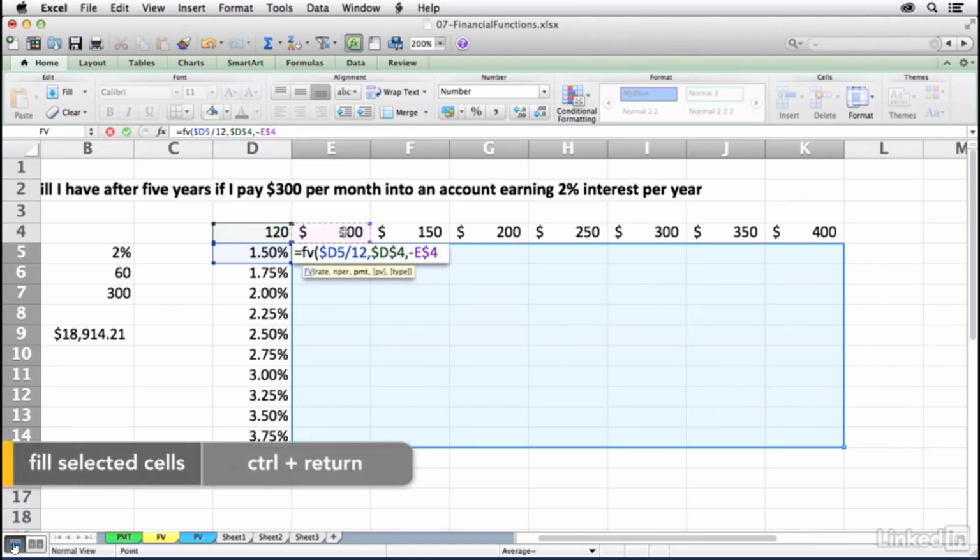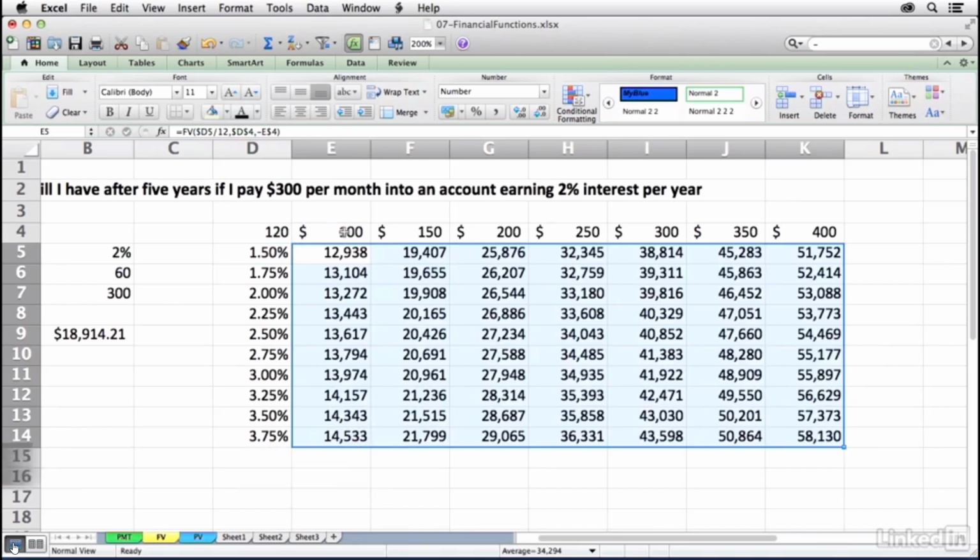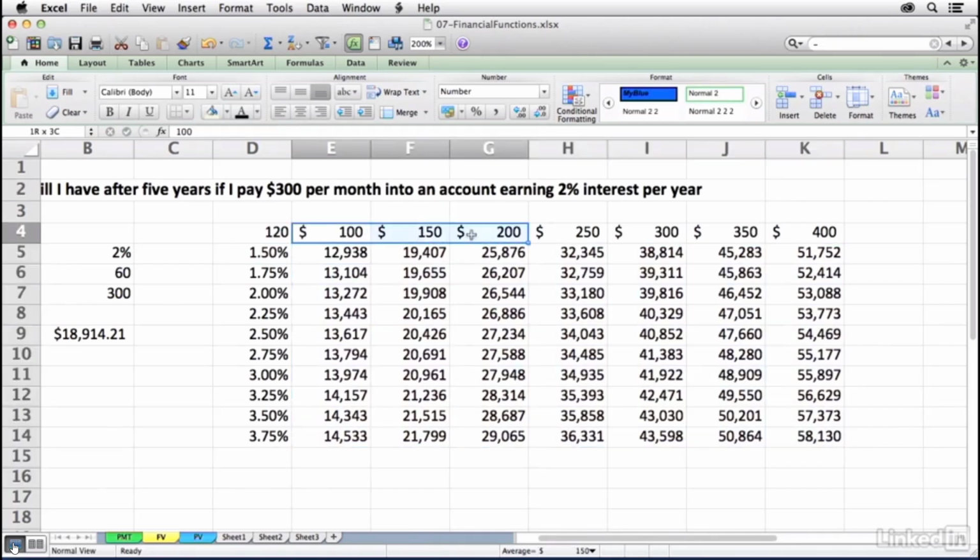And as I press Control Return, not simply return, we will have a bunch of answers here. If we'd like to see the pennies, we could certainly do that. Otherwise, we can see the different amounts that we will achieve if we've deposited so much money, different amounts here each month based on different interest rates. Function FV, future value.